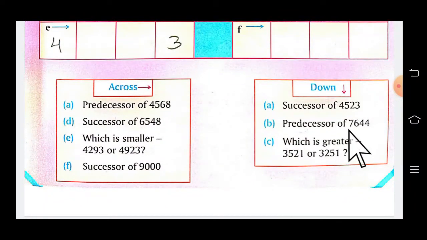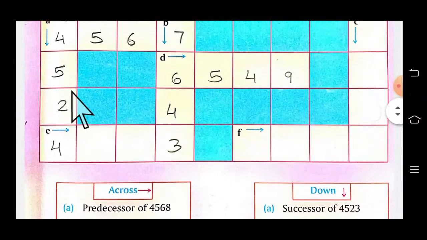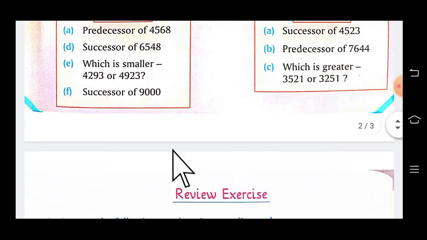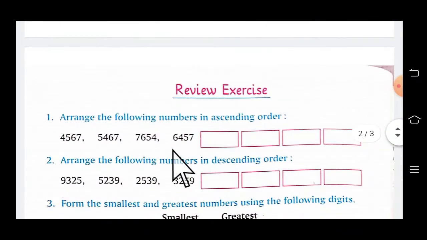And the predecessor of 7644. We should subtract 1. So the answer is 7643. Now there are two questions remaining which you solve yourself in your textbook. Understood? Now next is the review exercise.